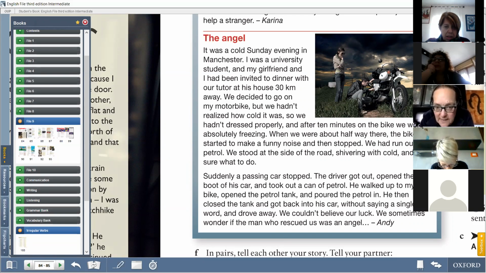Suddenly, a passing car stopped. The driver got out, opened the boot of his car, and took out a can of petrol. He walked up to my bike, opened the petrol tank, and poured the petrol in. He then closed the tank and got back into his car without saying a single word and drove away. We couldn't believe our luck. We sometimes wonder if the man who rescued us was an angel.